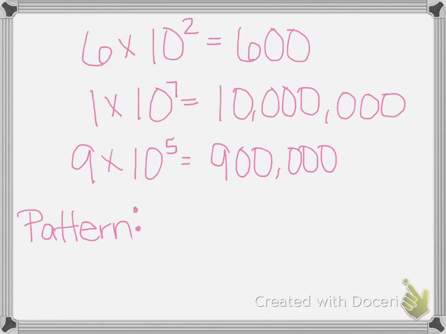The last one says, look at the number sentences below. Explain the pattern and the number of zeros in each product. So again, 6 times 10 to the second is a 6 with 1, 2 zeros. So if you look here, 2 zeros, the exponent is 2. 1 times 10 to the 7th is a 1 with 1, 2, 3, 4, 5, 6, 7 zeros. So we have a 1, 7 zeros, is our 7 here. 9 times 10 to the 5th, here's our 9 with 5 zeros, which is our exponent.